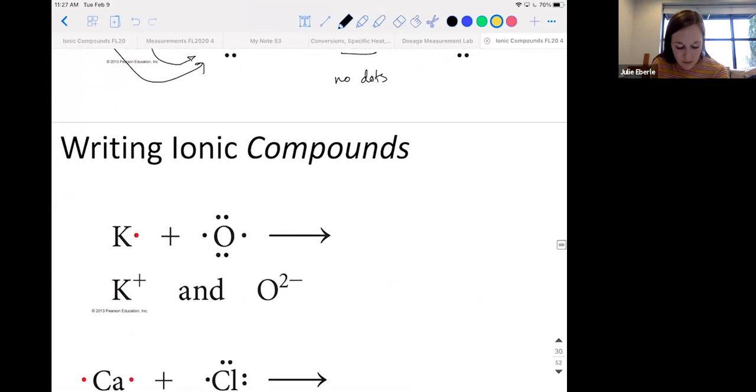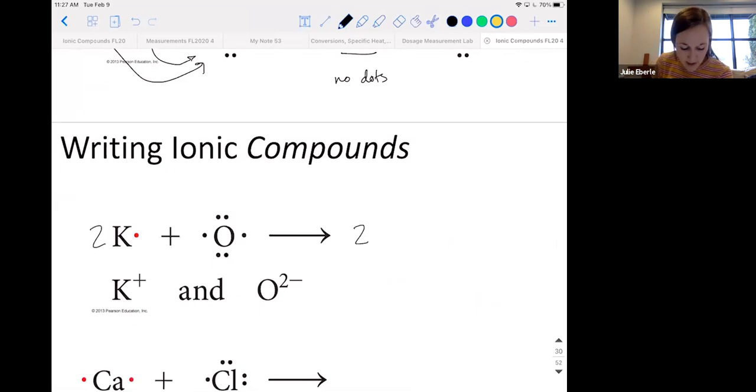Potassium only wants to give away 1 valence electron. But there's a problem because oxygen wants to receive more than 1 valence electron. It wants 2. So what do we do? How are we going to form a compound between these things? What kind of products are we going to get in ion form if we were to write the ions? You would get 2K.